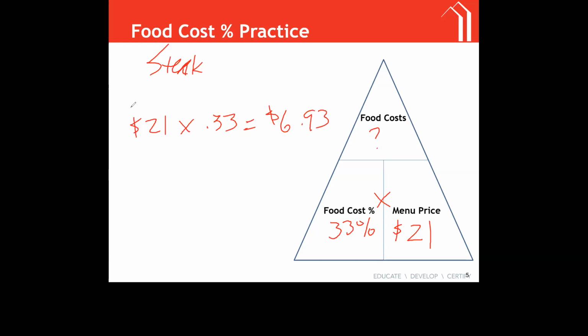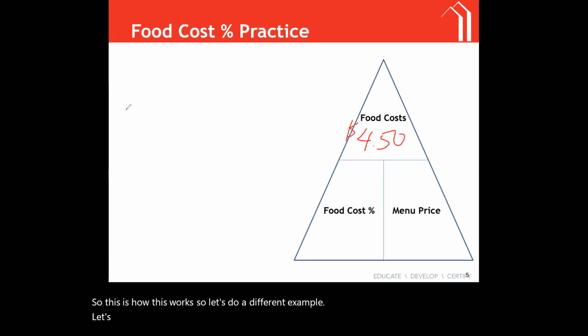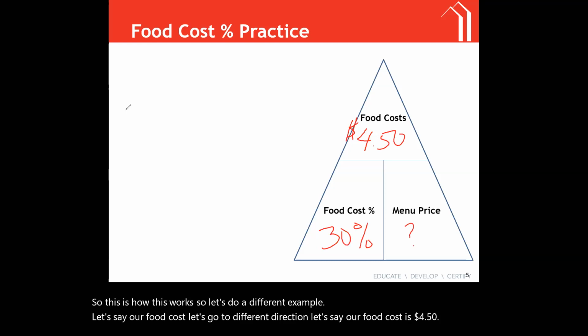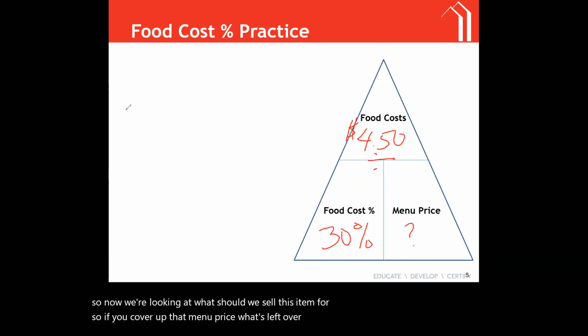So let's do a different example. Let's say our food cost, let's go the different direction. Let's say our food cost is $4.50. And we want to maintain a 30% food cost. So now we're looking at what should we sell this item for? So if you cover up that menu price, what's left over is $4.50 divided by 0.3. $15. $15? Yeah. Okay, thank you.